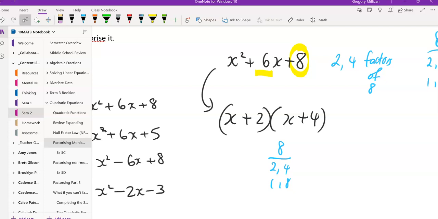So, is 2 times 4 8? Yeah. But is 2 plus 4 negative 6? No. Okay. Let's try the other factors. Is 1 times 8 8? Yes, obviously it is. Is 1 plus 8 negative 6? Oh, bugger. Okay, so are there any other factors of 8 that we haven't accounted for?